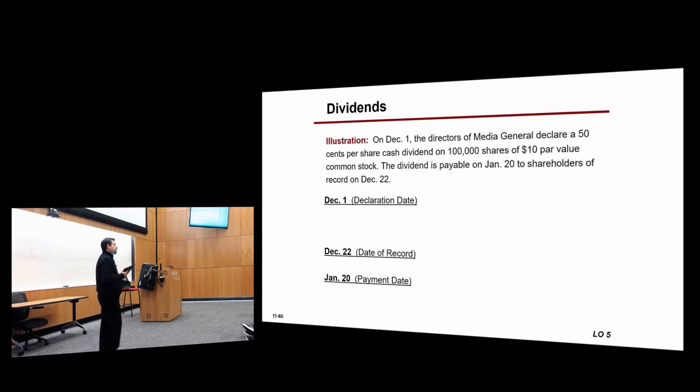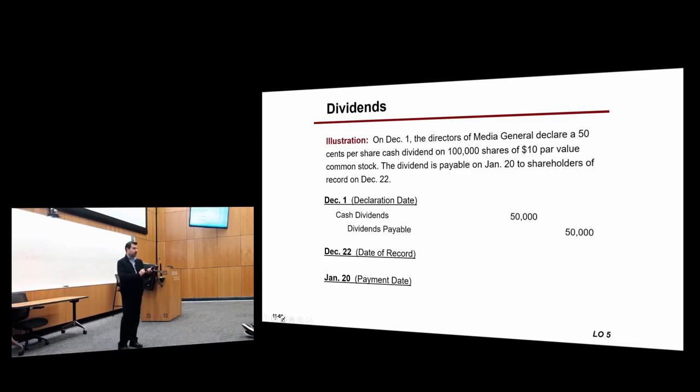So on the declaration date, now the company has an obligation. They will have to record the cash dividends. Is the company going to pay it now? No. So it is dividends payable. It's a liability. The company has not made the payment.